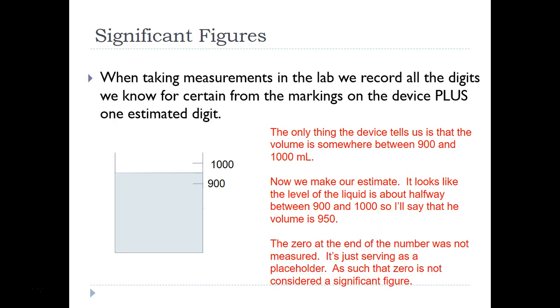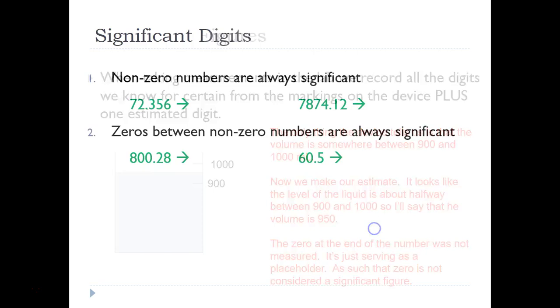So the 0 at the end of the number 950 is not considered a significant figure. It's just a placeholder telling us that the number is 950. The goal for you is going to be to look at a number and count the number of significant figures that the number contains. There are some rules that we're going to follow to do that.